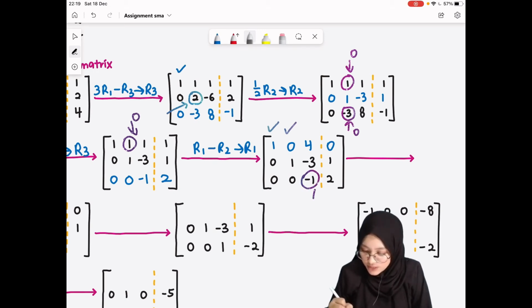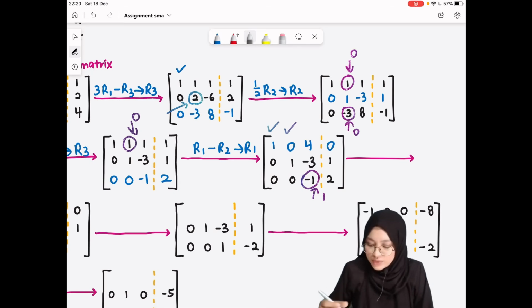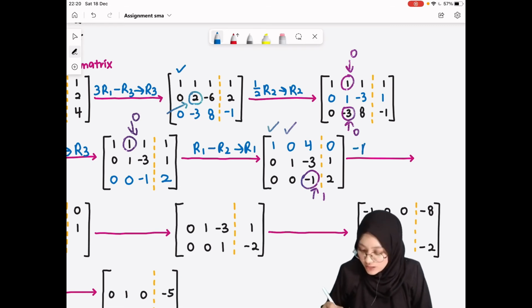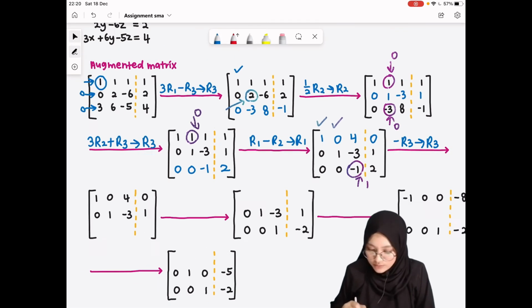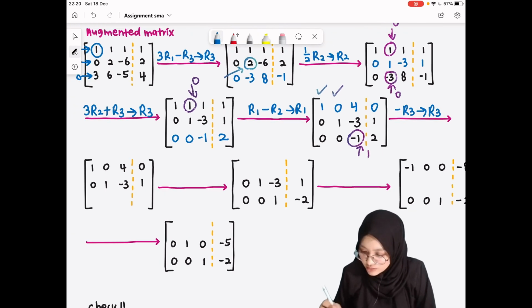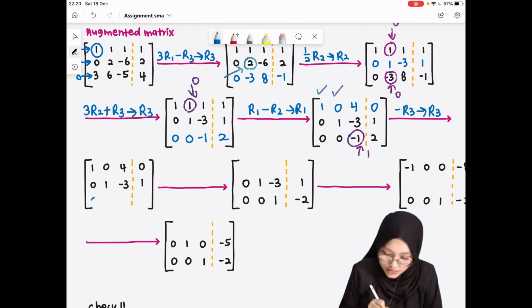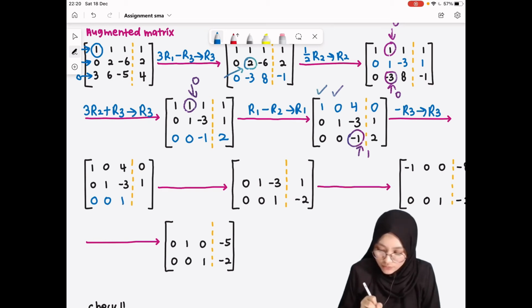This -1 must be a leading one. So how to make this number become a leading one? This is a simple way because it just involves sign. So -1 times row 3, and we will write it back in row 3. So negative times 0, we will get 0. Negative times 0, we will get 0. -1 times -1, we will get 1. -1 times 2, we will get -2.